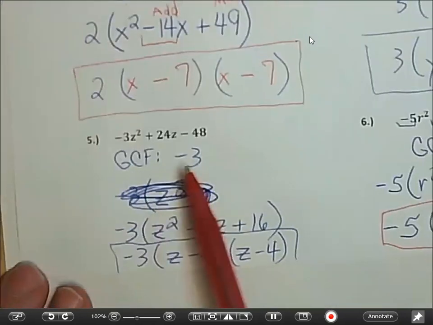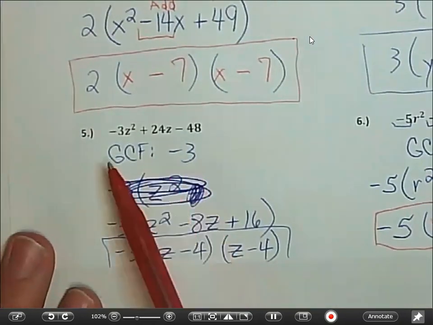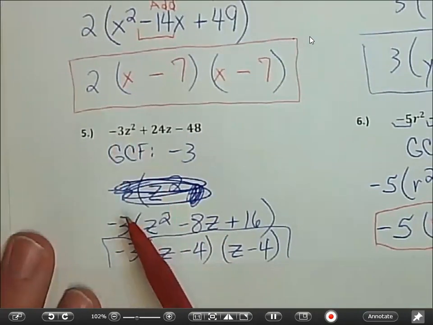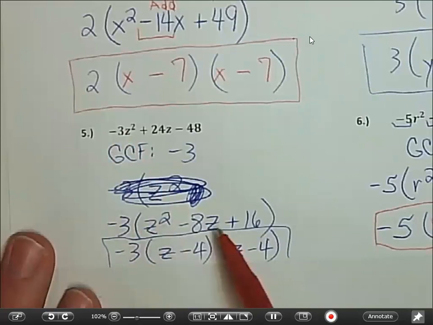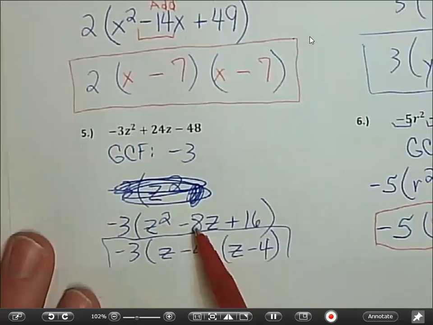Number 5, that's similar to number 6 in the sense that you need to factor out a negative because that first number in the problem is negative. So you factor that out, you divide, and these are the pieces you end up with. And then to bring it home, the numbers that multiply to 16 and add up to -8 will be -4 and -4.